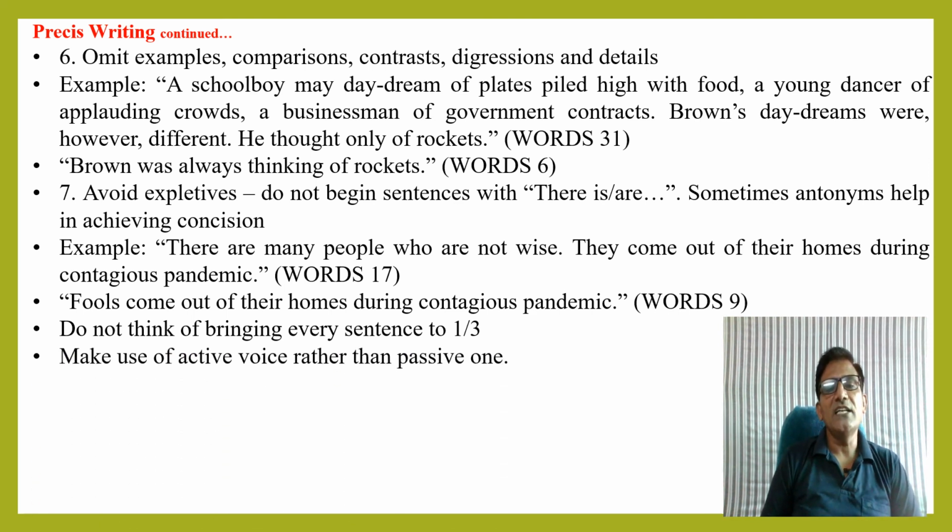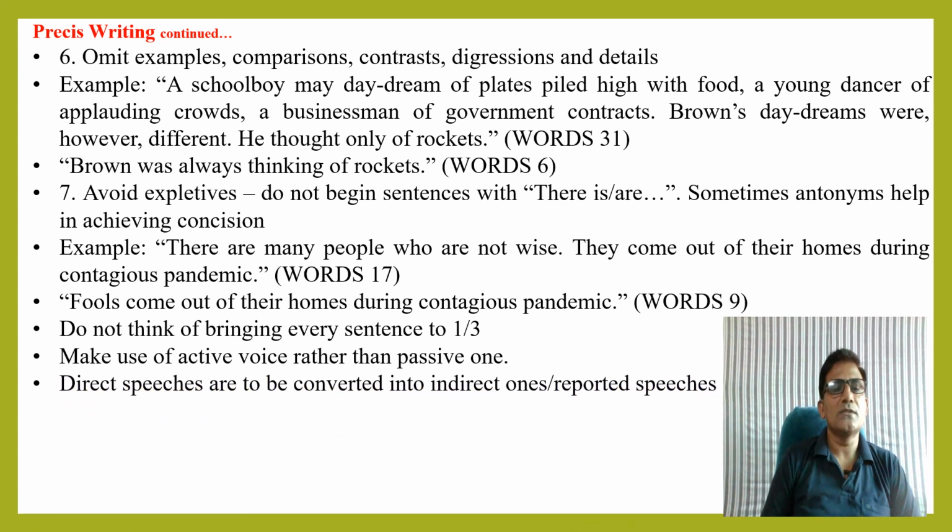Make use of active voice rather than passive voice. This is very important because active voice is said in fewer words. Ram killed Ravan. These are 3 words. This is active voice. If I convert this into passive voice, then it will become 5. Ravan was killed by Ram. 5 words. So do not use passive voice, use active voice. Direct speeches are to be converted into indirect ones, reported speeches. Yes, definitely. This is a rule. We cannot give direct speeches in a Precis. We have to convert it into indirect speech.